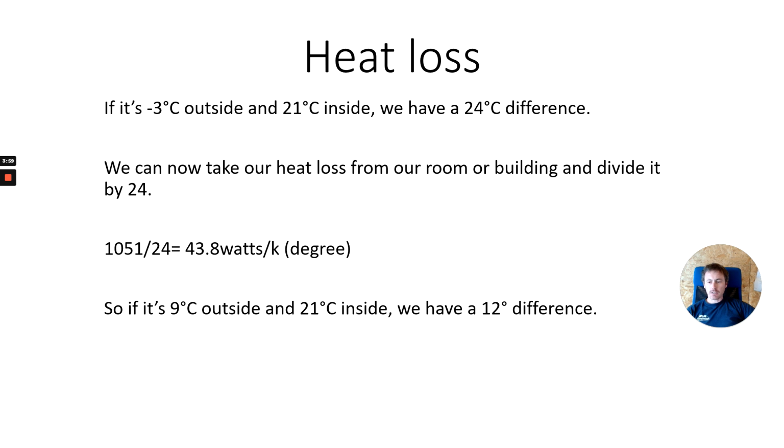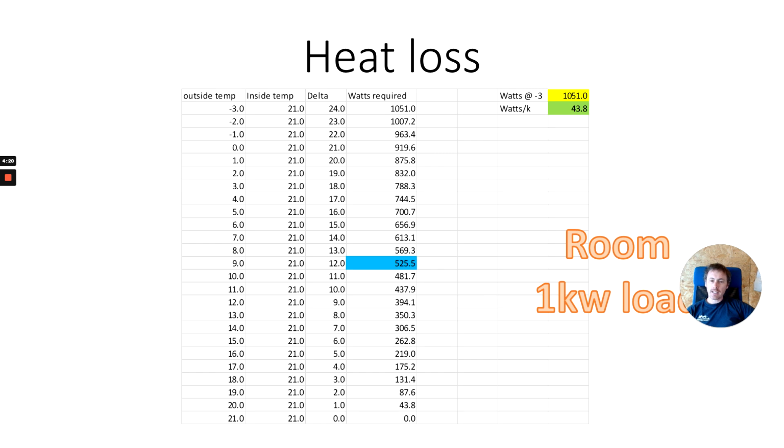So if it's 9 degrees outside and 21 inside, we have a 12 degree difference. So we can now take our watts per Kelvin or per degree, times that by 12, and now that gives us a new heat loss of 525.6 watts at 9 degrees outside temperature. So it's halved.